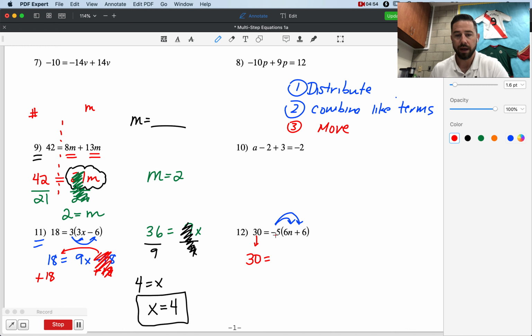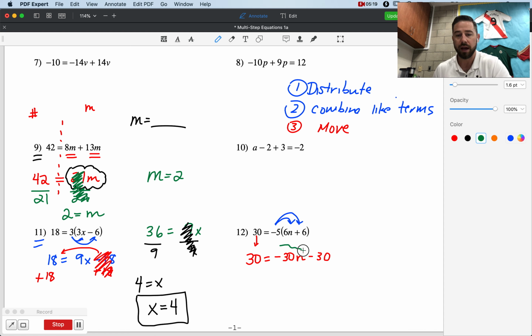Equals. -5 times 6 is -30, and we have our n. And -5 times +6 again, I think is negative 30. Okay, that was our distribute. We distributed, right? We're happy about that. Can I combine like terms anywhere? Ends and non-ends? No, we can't. Okay, so I'm done with that. Now I start to move stuff.